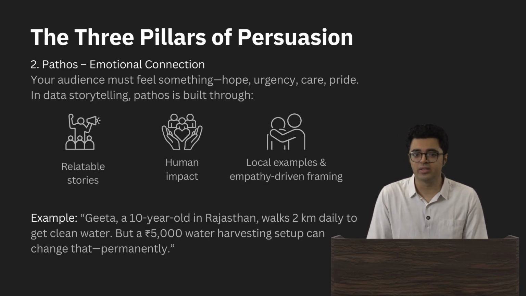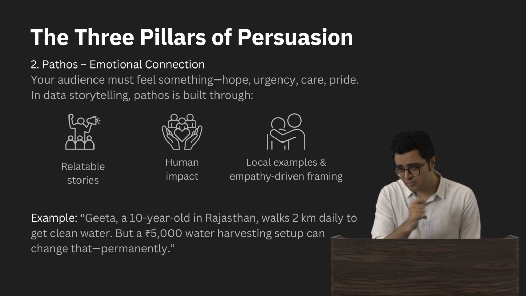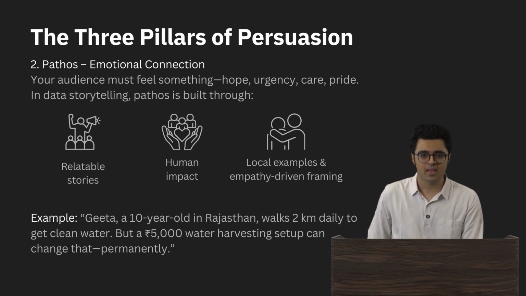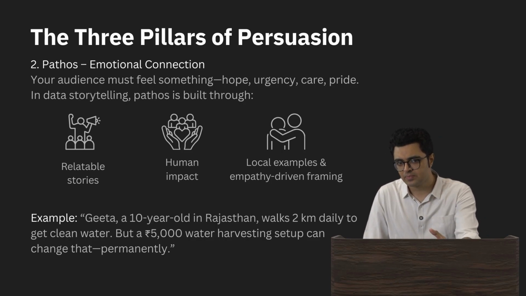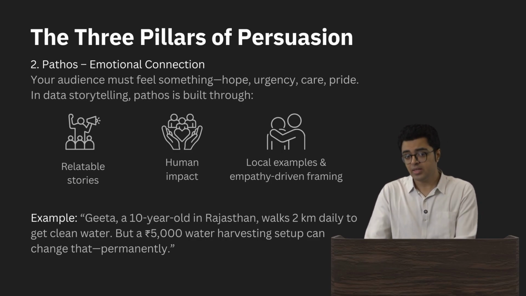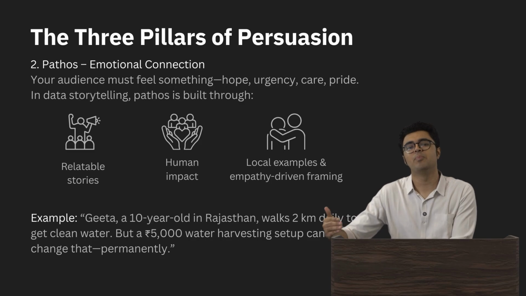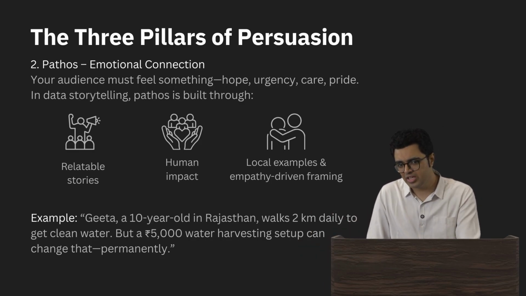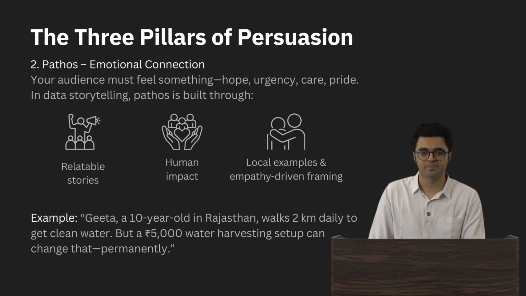Geeta, a 10-year-old in Rajasthan, walks 2 kilometers daily to get clean water. But a 5,000 rupee water harvesting setup can change that permanently. And that right here is an example of pathos. You introduce a human character, you introduce a human story with real stakes involved and also a problem at the heart of their condition. In the end, you lead them to a solution which is cost effective, urgent, and can make a permanent impact. This right here raises an emotional response in your audience that they will relate with and they will remember for a longer period of time.